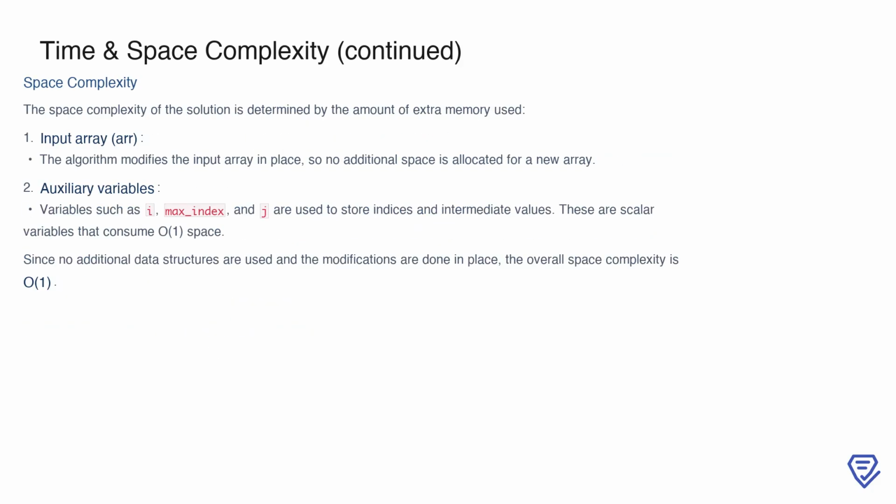The space complexity of the solution is determined by the amount of additional memory the algorithm uses. Since the input array is modified in place, no extra space is allocated for a new array. Instead, we rely on a few auxiliary variables such as i, max_index, and j to store indices and intermediate values during the computation. These are simple scalar variables that only require O(1) space. Importantly, the algorithm avoids using any additional data structures or creating copies of the array. As a result, the overall space complexity of the solution is O(1).